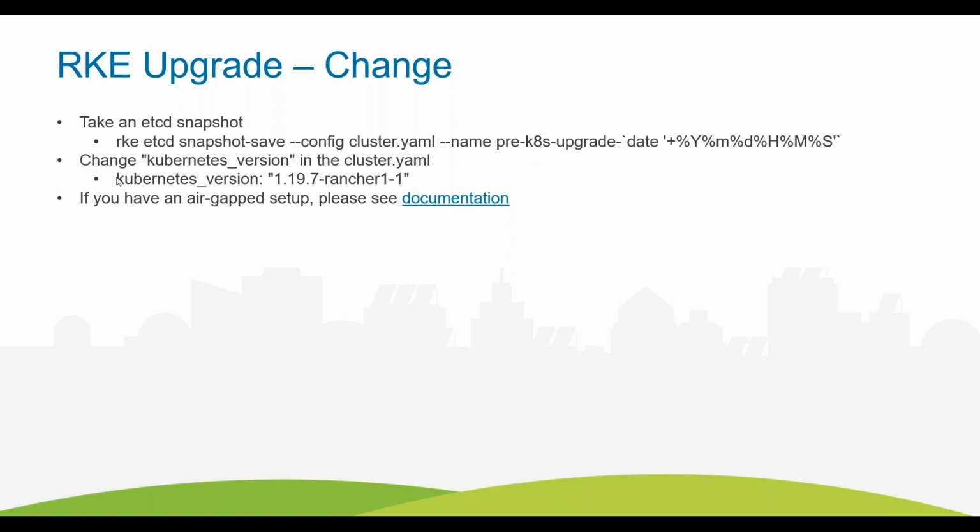This is what I was talking about earlier with the Kubernetes version. This will hard code that version. You're explicitly telling RKE, I want this version of Kubernetes deployed. When I go to do my upgrade, I simply change that to whatever newer version I want to go to.